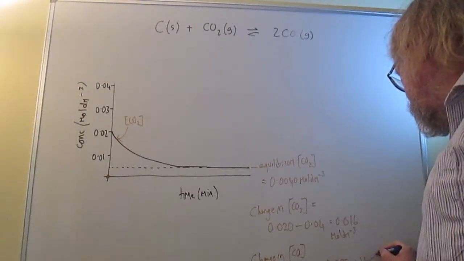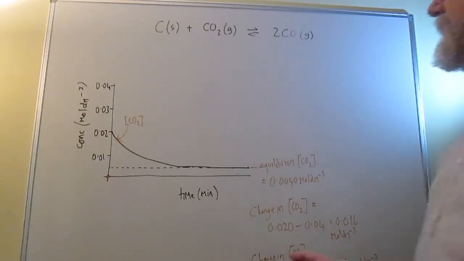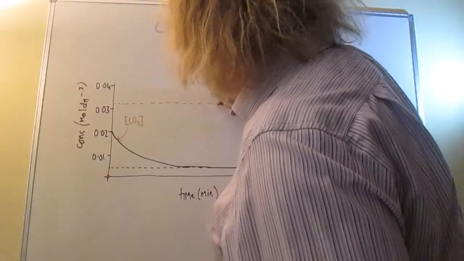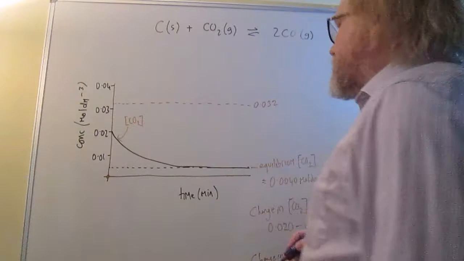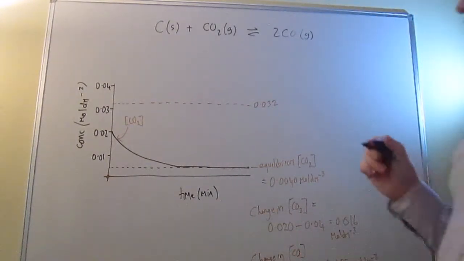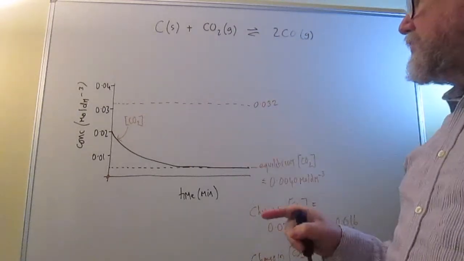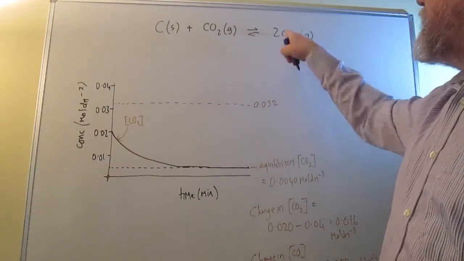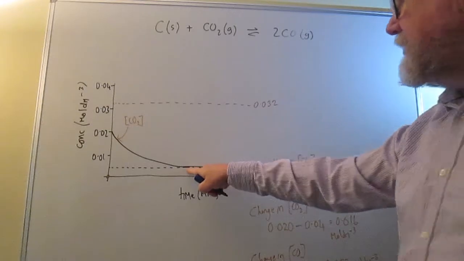So that tells us what the final concentration of CO will be, because we know it started at 0, so if it rises by 0.032, its final value will be 0.032. So you can just draw a line across here at 0.032 and say, right, that's where it's going to end up at equilibrium. And of course the point is that that's only going to level off when the concentration of CO2 levels off, because all the time the CO2 is decreasing, the CO will be increasing. So this levels off somewhere around here.